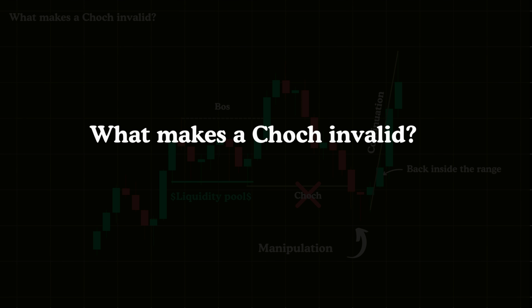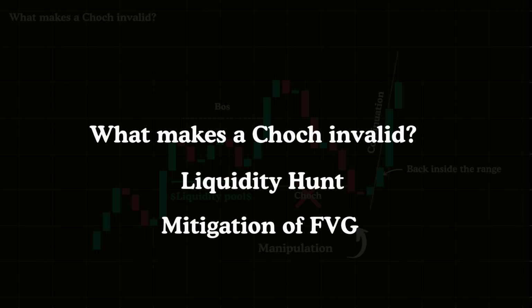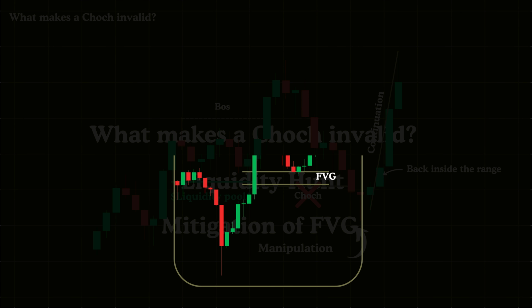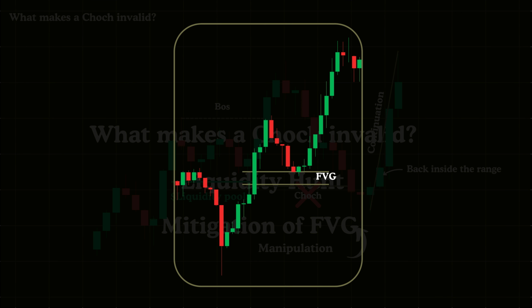Let's explore another concept that can also make a change of character invalid: the mitigation of fair value gaps. As a trader using smart money principles, spotting FVGs should be one of your first steps when analyzing a chart. These zones often attract price action, acting like magnets. In many cases, the market pulls back to fill these gaps before continuing the trend. That's why FVGs are such important levels to monitor. They tend to be most effective on intraday timeframes like the 4-hour, 1-hour, or even smaller intervals.